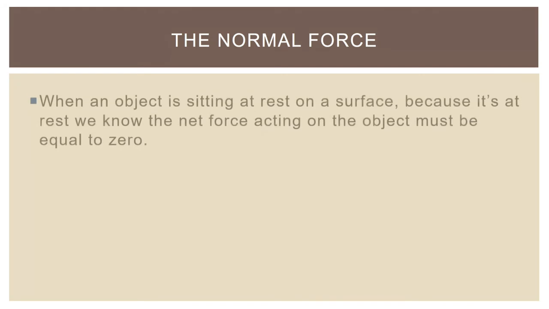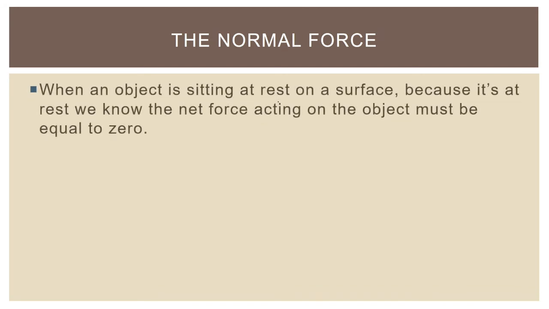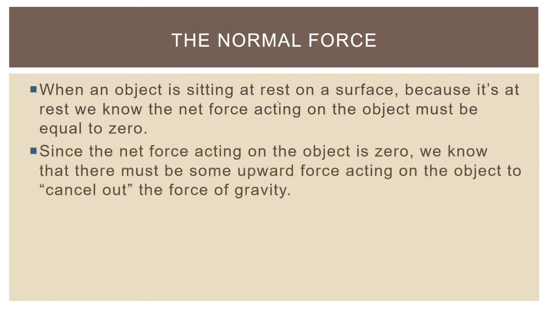So the first thing that we should say here is that when an object is sitting at rest on a surface, because it's at rest, we know the net force acting on the object must be equal to 0. And that's because it's at rest. The acceleration is 0. There's no net force. Secondly, since the net force acting on the object is 0, we know that there must be some upward force acting on the object to cancel out the force of gravity. I put cancel out in quotes there because I didn't want anybody to think that canceled means it stopped acting. It just doesn't accelerate the object.